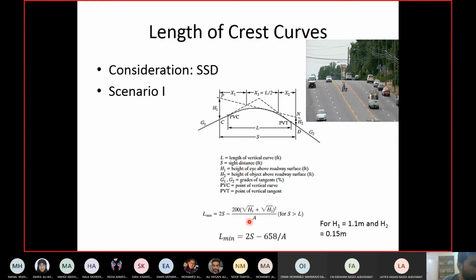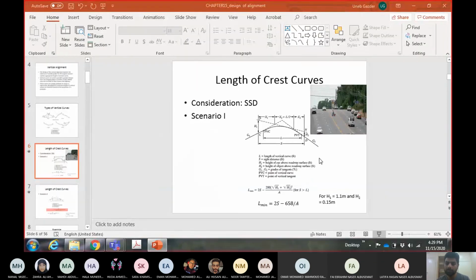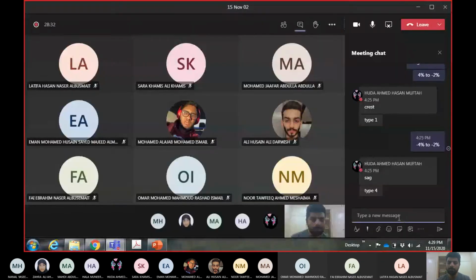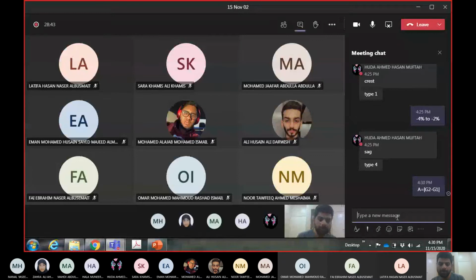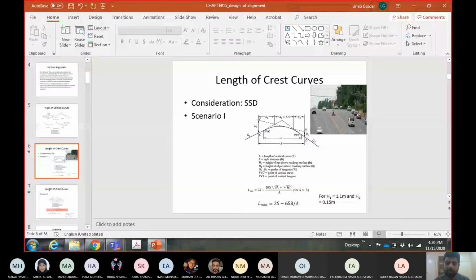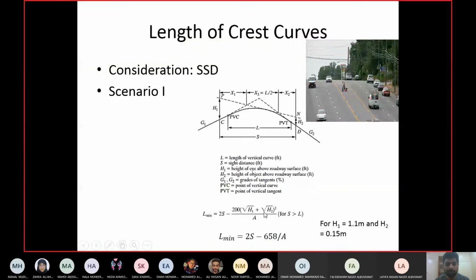Then you have A. What is A? A is the absolute difference in gradients. G1 and G2, their absolute difference. So A equals absolute G2 minus G1. Okay. So take the difference of G2 minus G1 and then take the absolute. That will be A. Okay. They call it the total difference in gradient as well. Now H1 and H2 are constants.